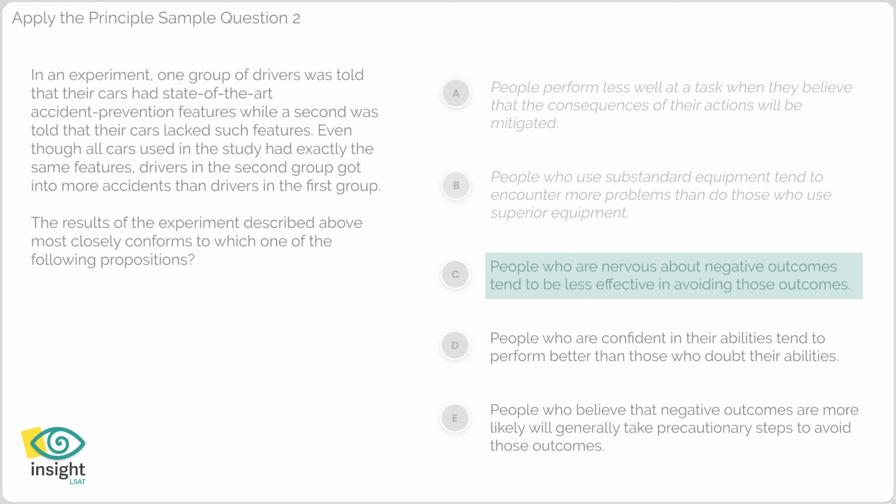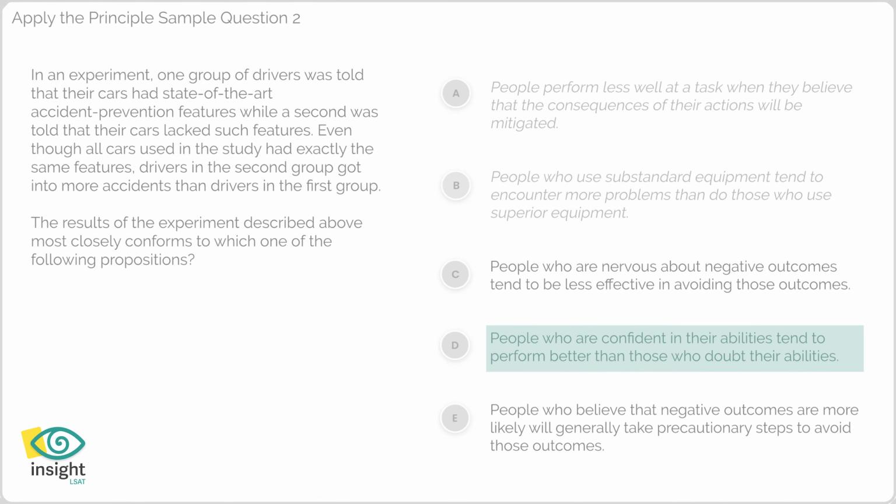C. People who are nervous about negative outcomes tend to be less effective in avoiding those outcomes. Okay, still playing our matching game. Who are the people who are nervous? I guess it's the second group again? If you're told that your car lacks safety features, that's a good reason to be nervous. And what does this say about them? They tend to be less effective in avoiding those outcomes. The negative outcomes, accidents, I guess. Yeah, this one seems okay. We'll come back and double check it in a moment.